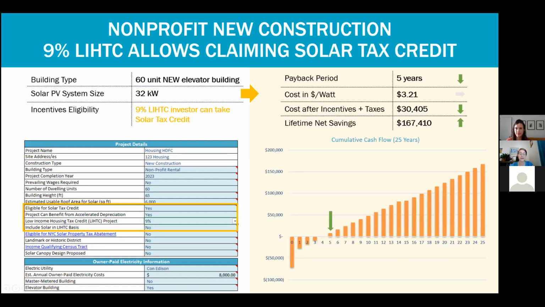So now if they apply for and get the 9% LIHTC, we don't recommend including solar in the LIHTC basis because there's usually not enough, but the LIHTC investor can also take the solar tax credit. And so that means that the solar tax credit and the accelerated depreciation can be monetized for the project as well. So that reduces the payback period even further to 5 years, which obviously increases the lifetime net savings.